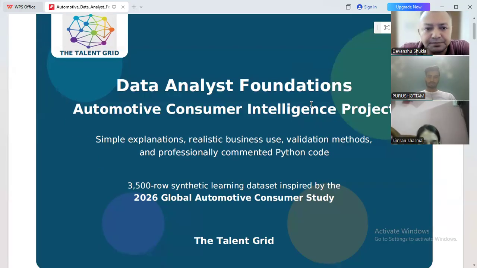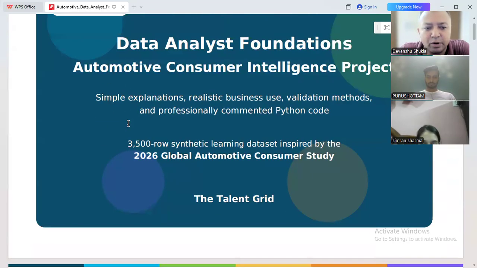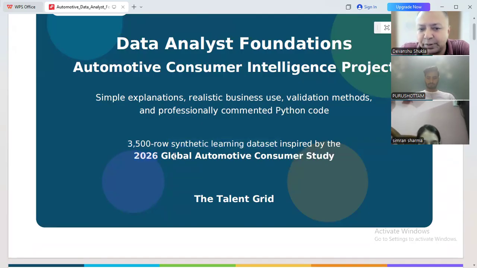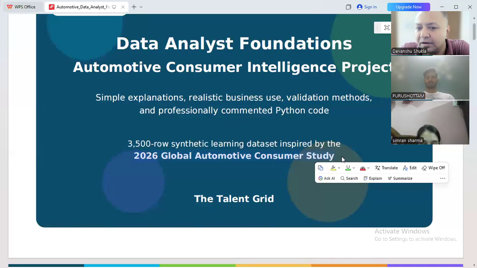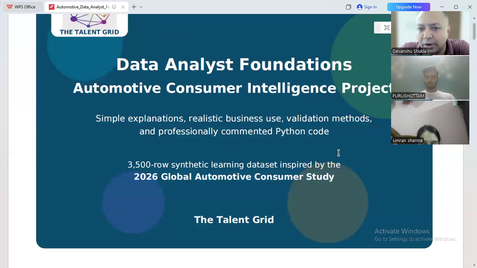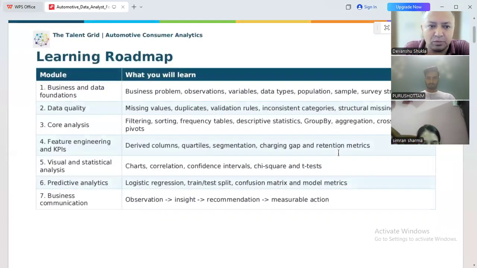So let's get started. Now, I've shared a data set with you, and in this data set you have 3,500 rows. This is a synthetic data set as of now, which we have built on the basis of the 2026 Global Automotive Consumer Study. So this is what we are going to consider, and this is what we are going to build. Now, what is the learning roadmap and what are we going to cover?